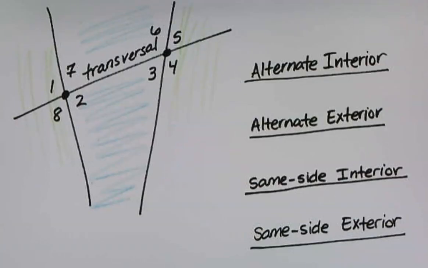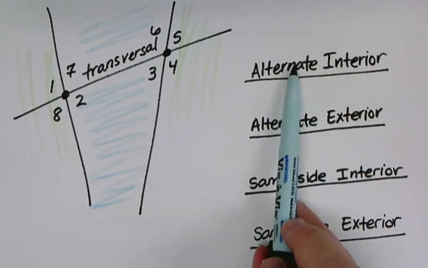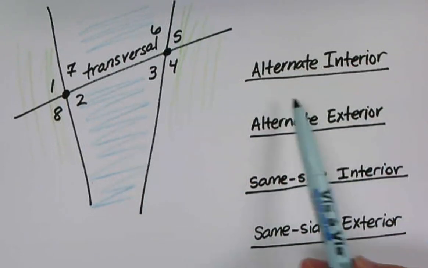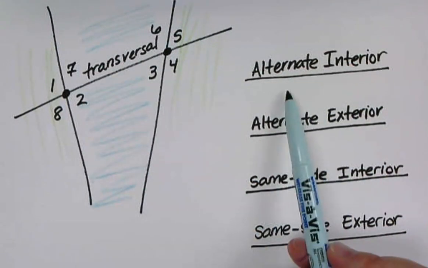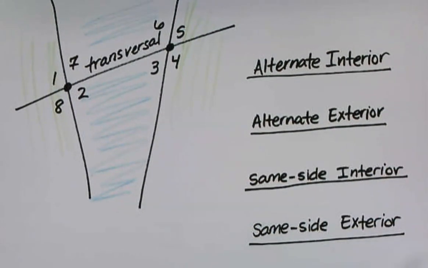Okay, so this would be a good time for you to go ahead and pause your video and see if you can complete these. For all of these, there's going to be two pairs of numbered angles that fall under each of these categories. So go ahead and hit pause and see if you can figure them out.